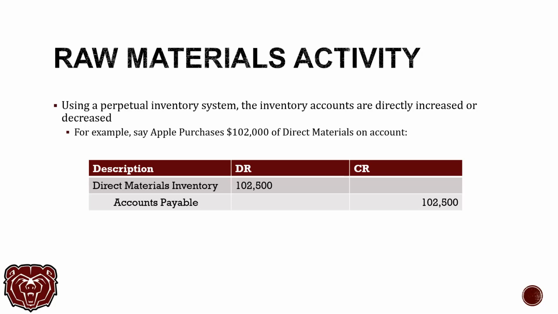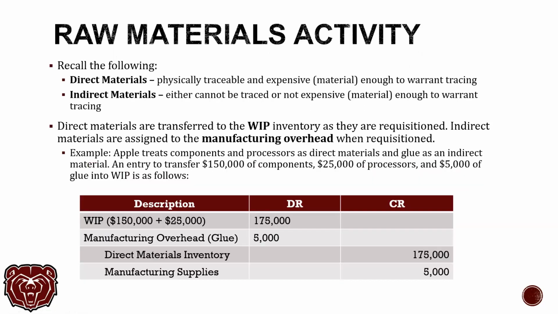So let's say, for example, that Apple purchases $102,000 worth of direct materials. We're not going to break those out just yet. We're just going to say, hey, these were direct materials, $102,000 of it. Since we're using a perpetual inventory system, we're going to directly increase that direct materials inventory account by $102,500. It told us we purchased them on account, so we know we've got to increase our accounts payable account. Okay? If you have any questions about the debit credit portion of this, please let me know and we can walk through that again.